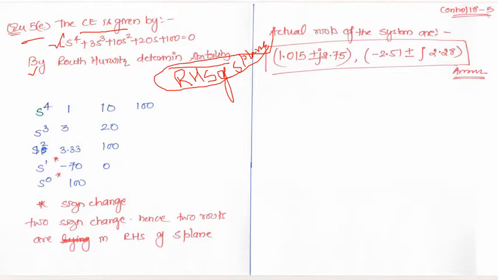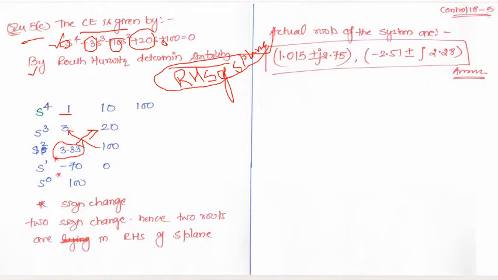So I'm writing the coefficients of S4, S2 and S0 in the first row, that is 1, 10 and 100. Then the coefficients of S3 and S1 in the second row, that is 3 and 20. Then cross multiplication in this way: 3 into 10 minus 20 into 1, that is 10, divided by 3. So 10 by 3 is 3.33, I am writing here. Then 3 into 100 minus 0 into 1, divided by 3. So 300 divided by 3, that is 100 again. And again do the cross multiplication of 3.33 with 20 and 100 with 3, divided by 3.33.